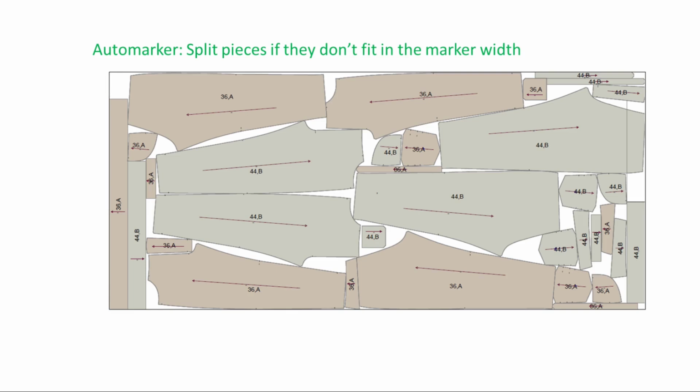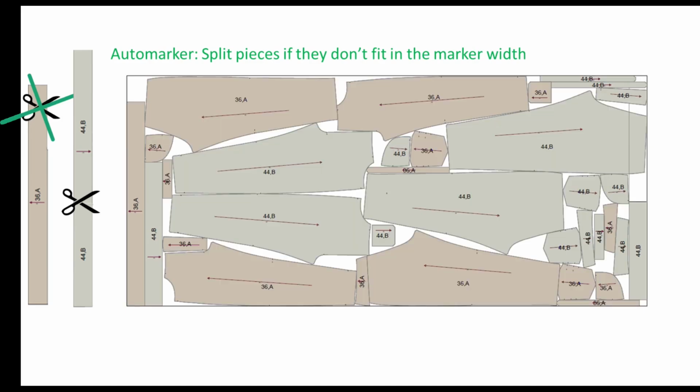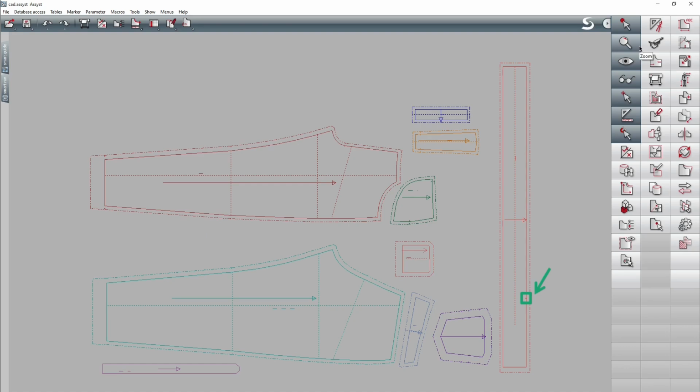Let AutoMarker split some pieces if they don't fit in the marker width. We show an example with the waistband of a trouser. The waistband fits in the size 36 but is too big in the size 44. The position where the system should split the piece is to be indicated by a reference point in CAD Assist.